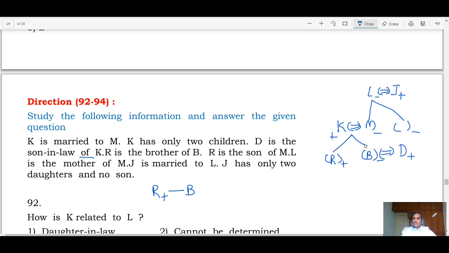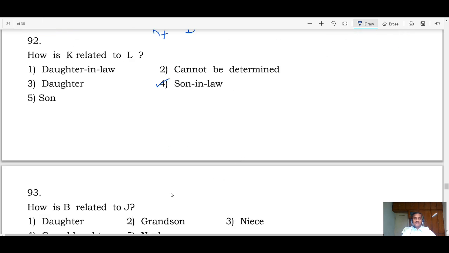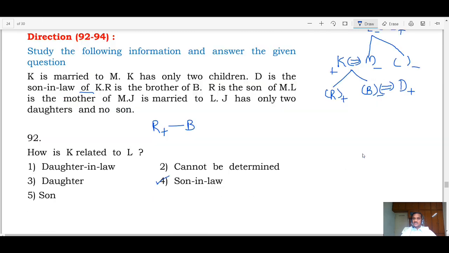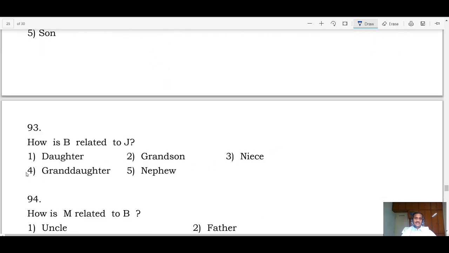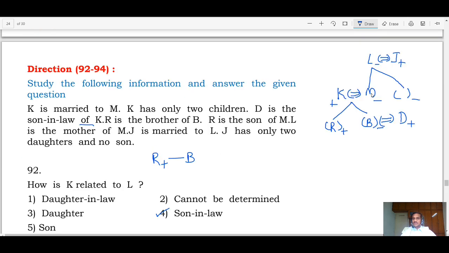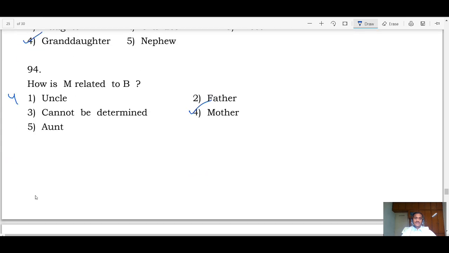How is K related to L? L's daughter's husband. Daughter's husband is son-in-law. That is the choice for 92. Now 93: how is B related to J? J's daughter's daughter. Daughter's daughter is granddaughter. That is the choice for 93. How is M related to B? B's mother is M. Mother, that is the choice for 94.